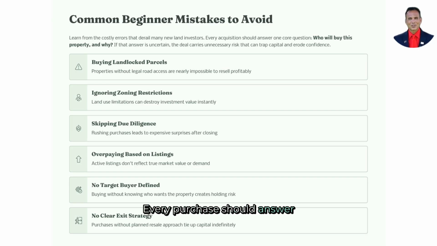Every purchase should answer one critical question: who will buy this property and why? If that answer isn't clear, the deal carries unnecessary risk. Avoid buying landlocked parcels without legal road access. Never ignore zoning restrictions that limit development potential.